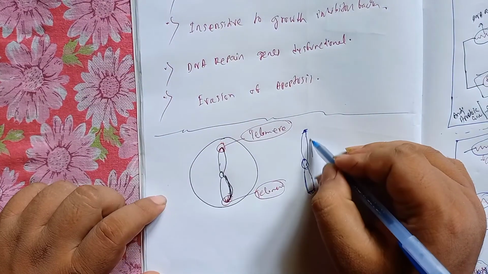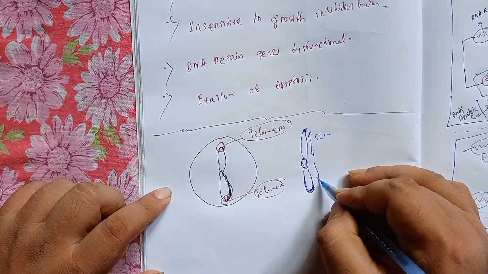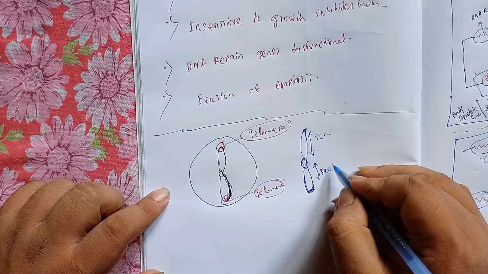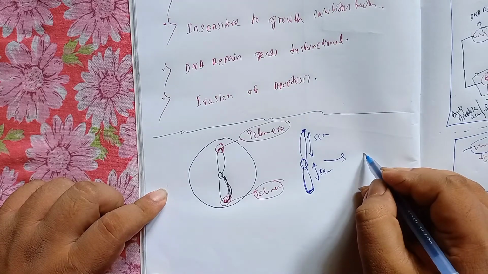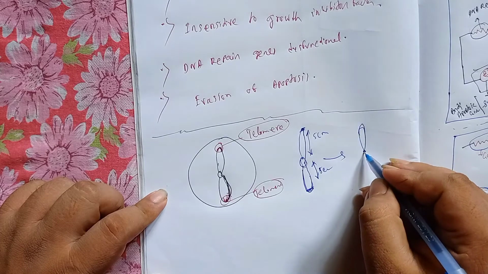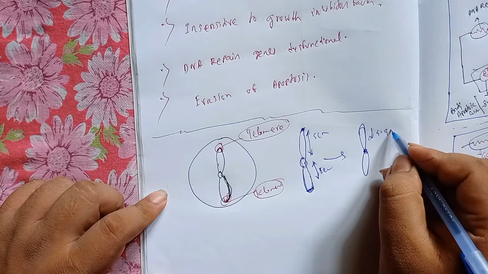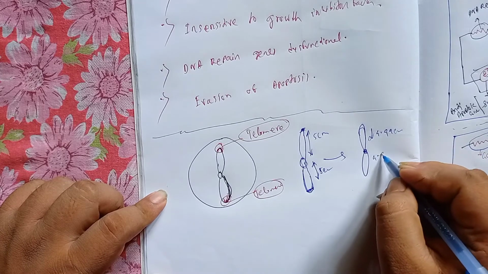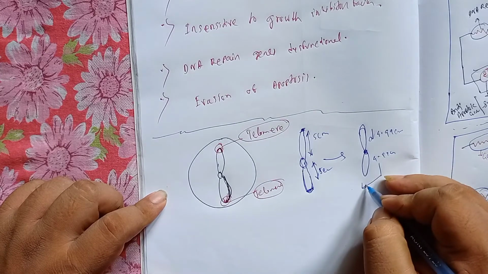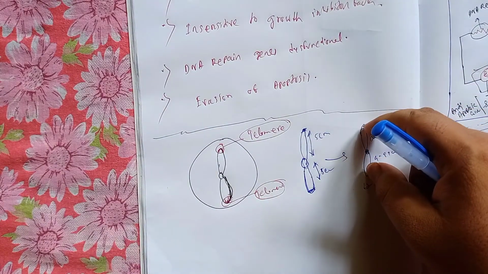Suppose it is 5 centimeter at first. In the next division, suppose it is 4.99 centimeter, guys. Like this it will continue. The telomere will keep decreasing, shorter and shorter.